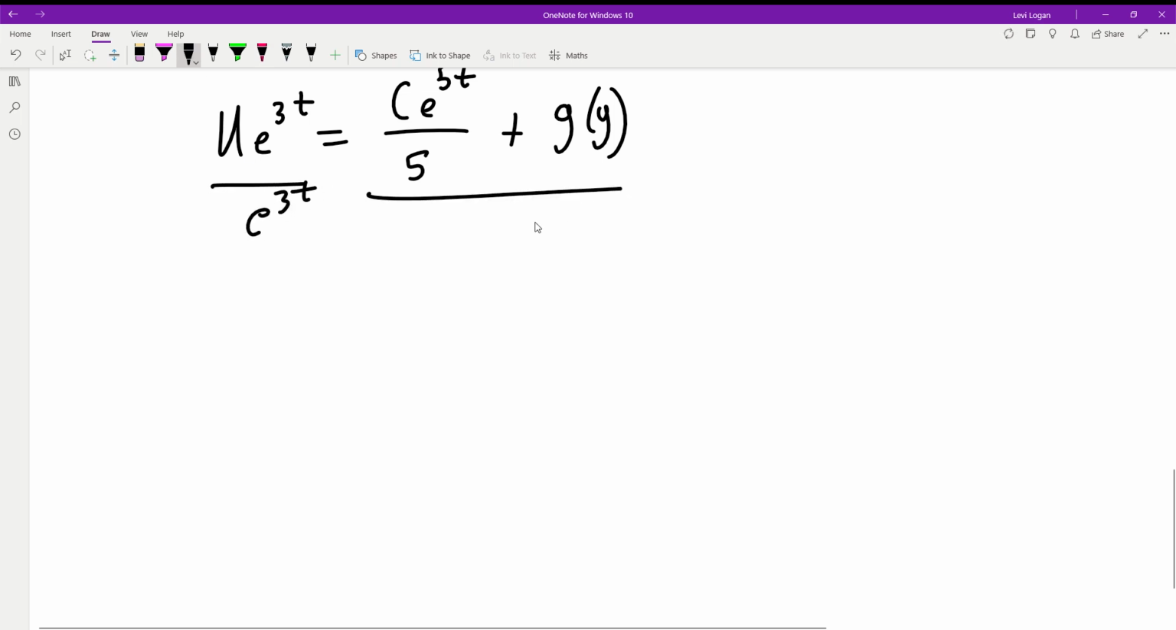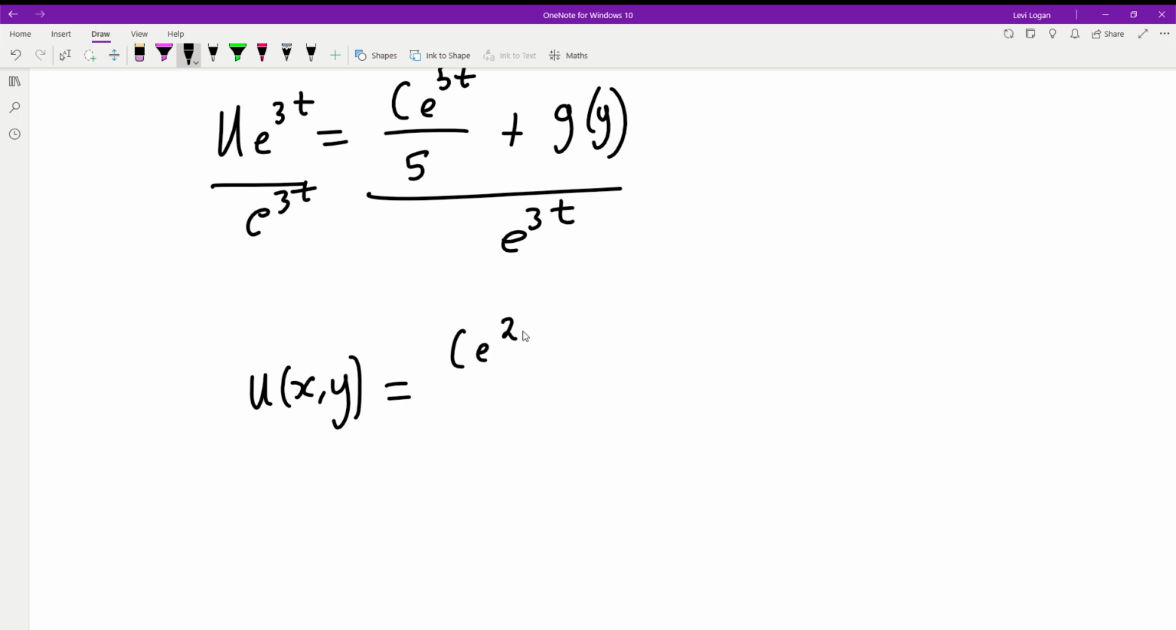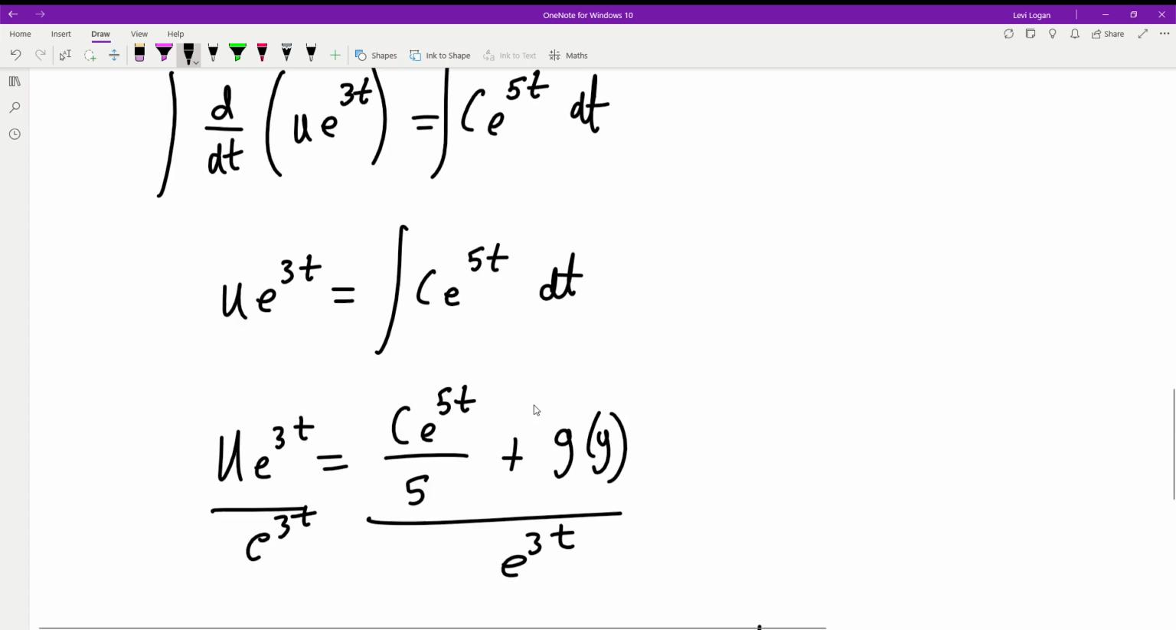So divide by e^(3t) on both sides of the equation, so I get u of x and y is equal to c e^(2t) on 5, because of index laws, plus g of y e^(-3t). Okay? Now, this is not done at all yet because I have a function of x and y in terms of t, which is our parameter.